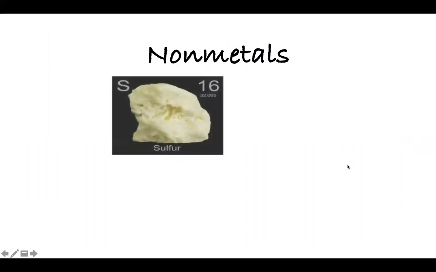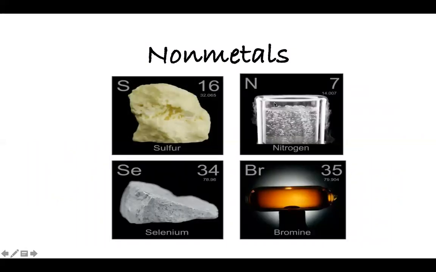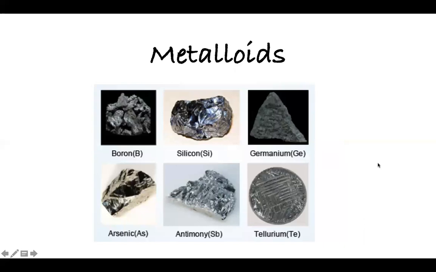Non-metals vary quite a bit. This is sulfur. Nitrogen is a gas at room temperature. Selenium is kind of like a rock. And bromine is a reddish brown gas. Okay. Metalloids are between the metals and the non-metals, and they share properties of both. They're pretty shiny. They are mostly silver.